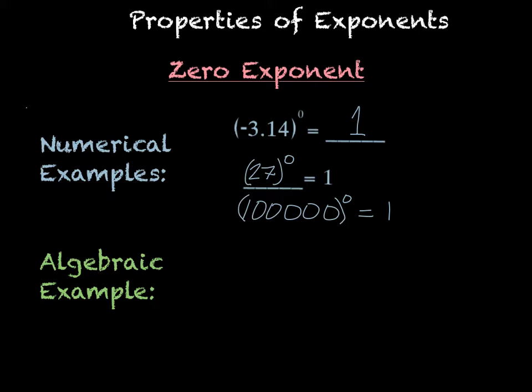So if we want to do an algebraic example, we could just say x to the zero power is 1. So any number x to the zero power is 1. So there's your general rule.